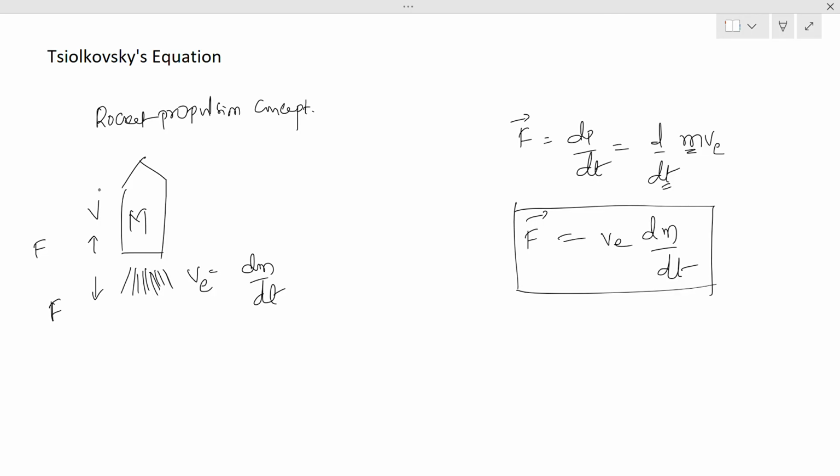At any instant of time, after some time, it loses some mass and its velocity will increase. After some time, suppose we take t seconds later, the rocket will be lighter and the velocity will have increased. So this will be the initial velocity. After some time, how much velocity will it gain? That will be explained by the Tsiolkovsky equation. So that we will derive now.